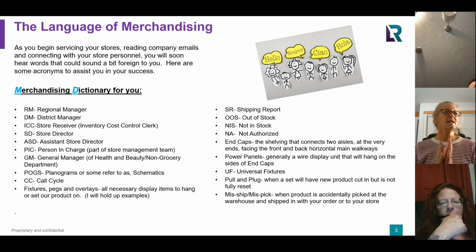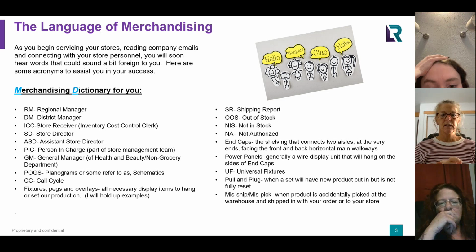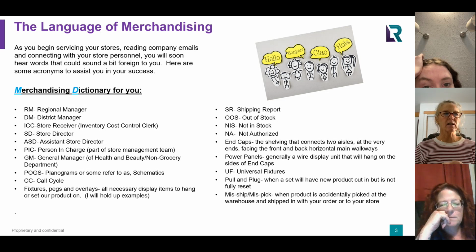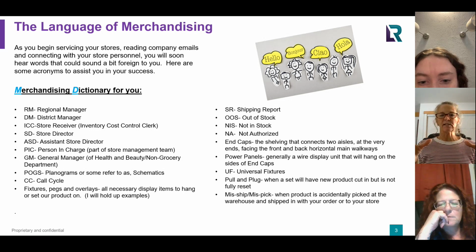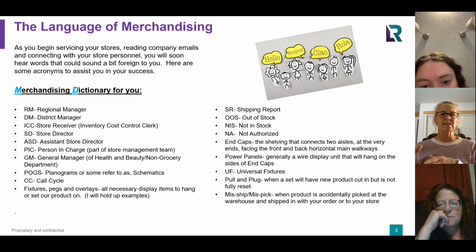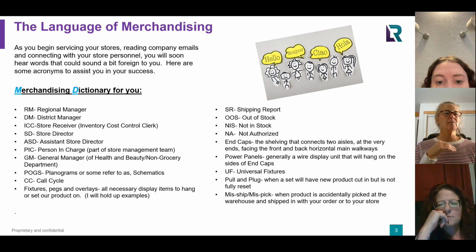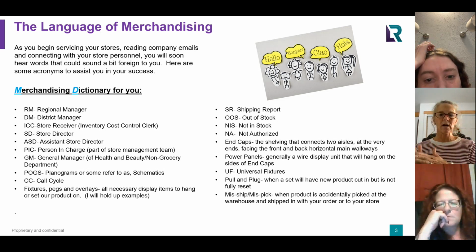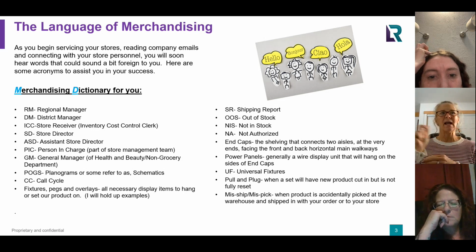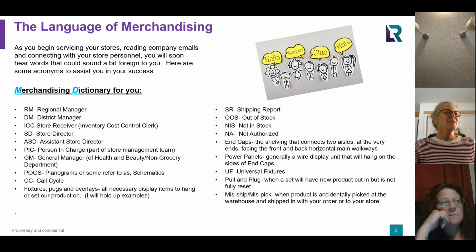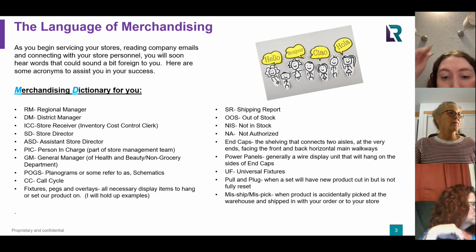Let's take a look at the right side now of the slide, which is SR for shipping report, OOS out of stock, NIS not in stock, NA not authorized, and so on. So again, this entire session for merchandising is going to be part of the deck that will come in an email from Joan later on today, so that you will have all the different components, all the different steps, etc., that I'm going to walk and talk through in this session. That way you're not having to write down every single step. All right, let's go ahead and move on from this point.